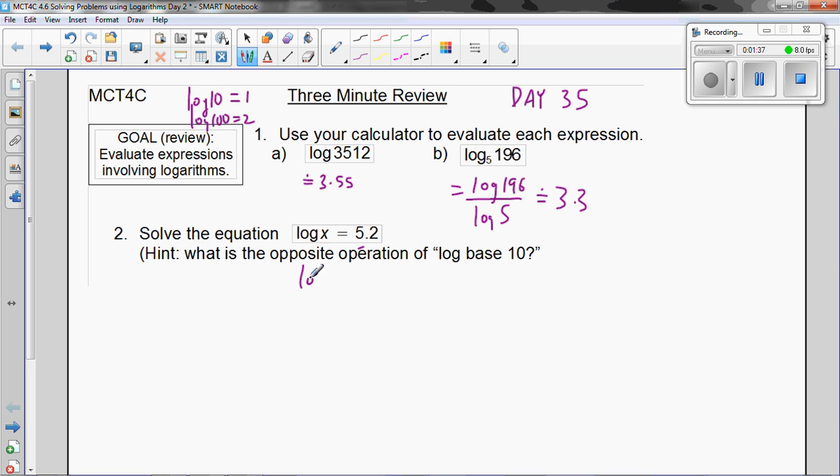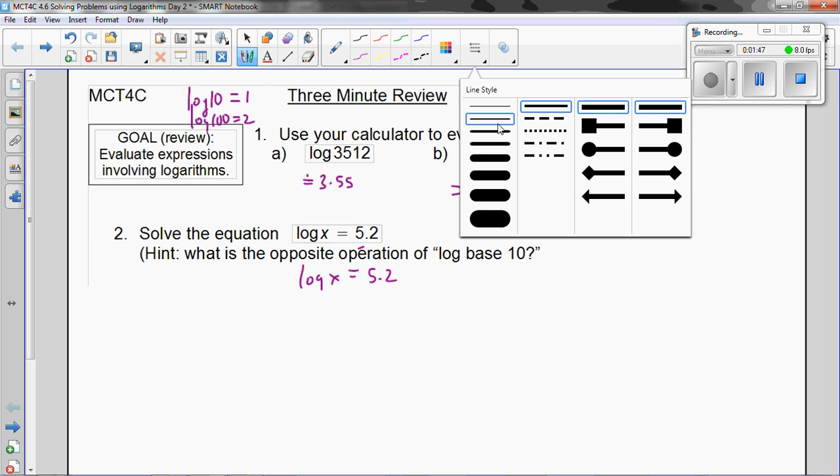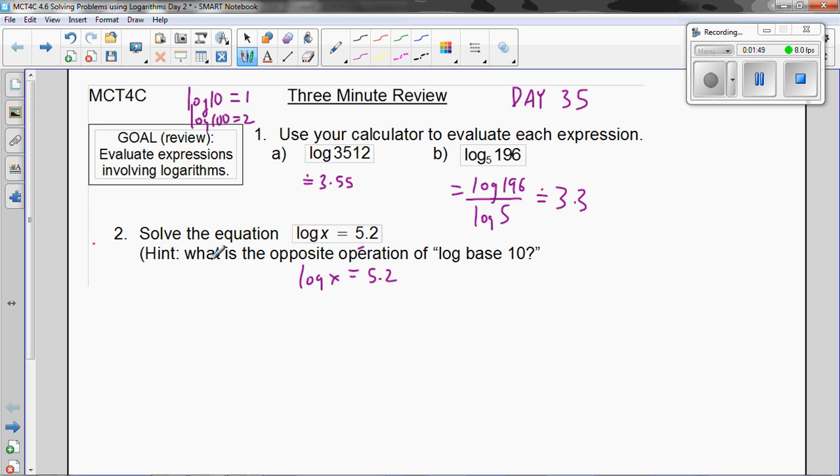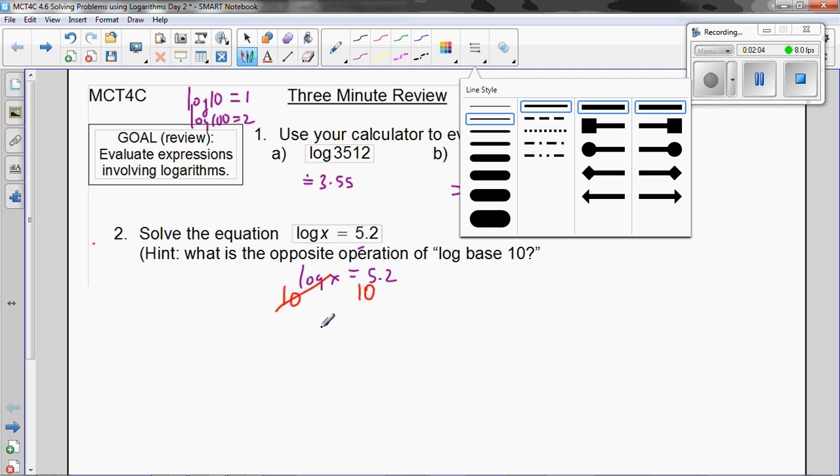Here, I'll rewrite it because the hint's kind of in the way for me. What's the opposite operation of taking the log of something? Well, that's taking the exponential function of something, right? The inverse operation is the exponential function. So instead of taking the log of both sides, I'm going to take the exponential function of both sides. Now I've got a function and its opposite connected, and I'm left with just the inside, x.